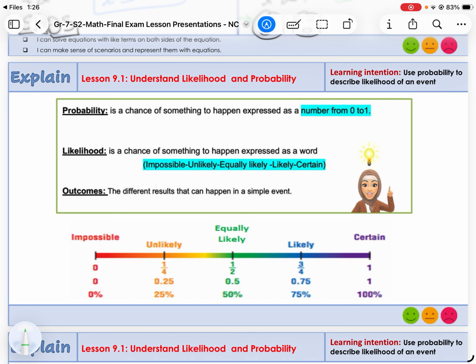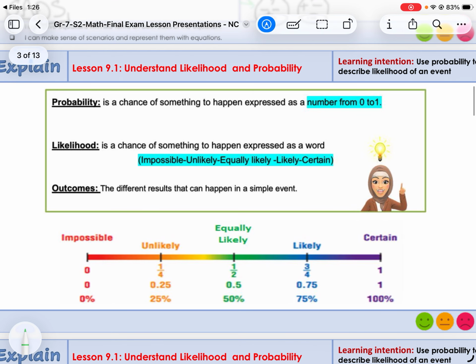Understand likelihood and probability. Okay, first of all, you have to be aware of each definition. You have to know the definitions by heart. What's a probability? A probability is the chance that something will happen, or maybe it will not happen. How do we express probability? We express it by using numbers, okay? The numbers usually are from 0 to 1.